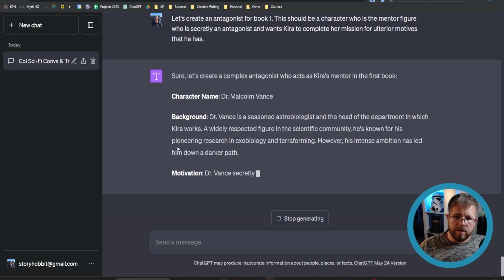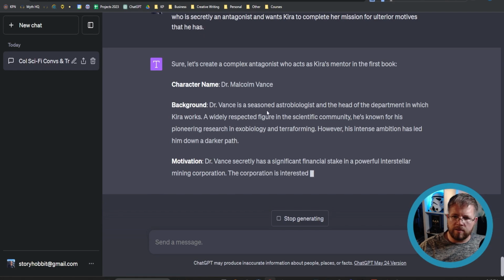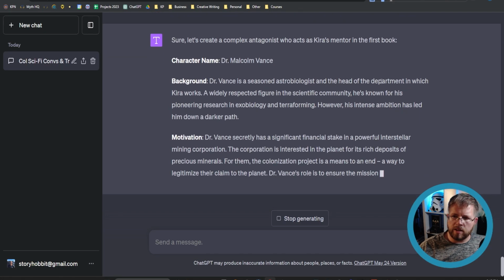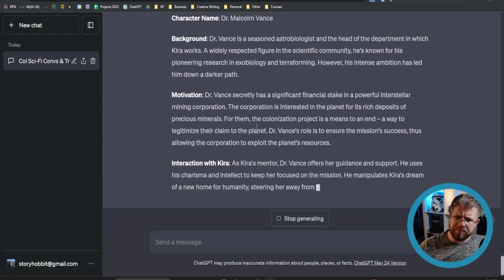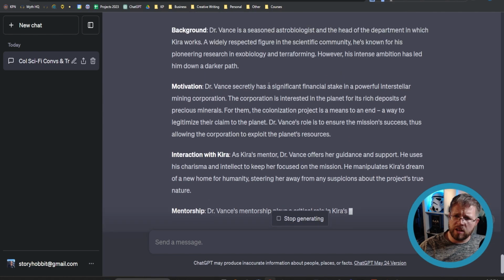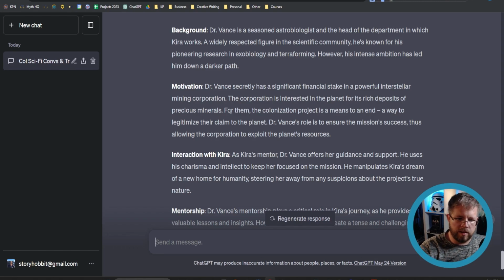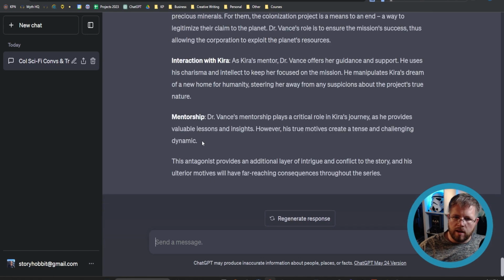And we're getting a character profile. Dr. Malcolm Vance. Dr. Vance is a seasoned astrobiologist and the head of the department in which Kira works. Highly respected figure. Motivation. Secretly has a significant financial stake in a powerful interstellar mining corporation. Sounds general, but definitely looks like it works. And this is pretty good information to be starting with.